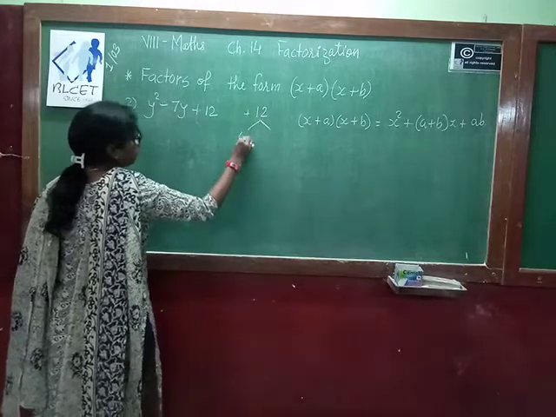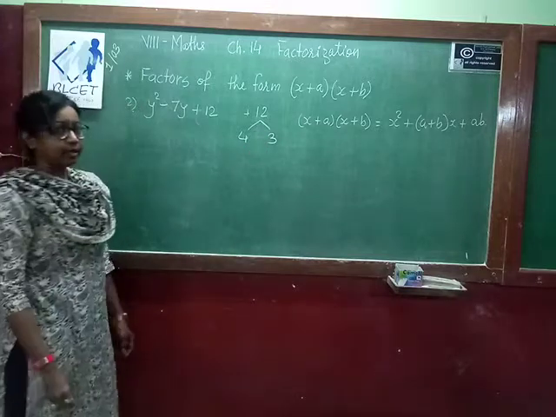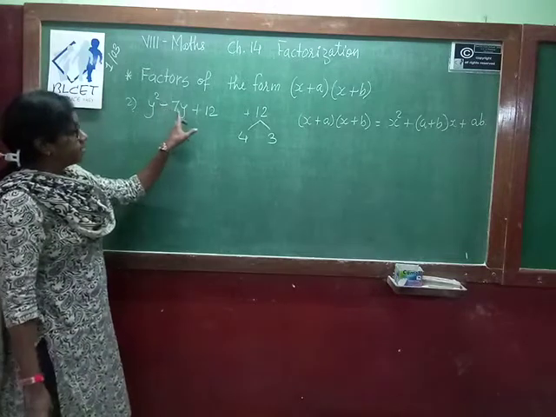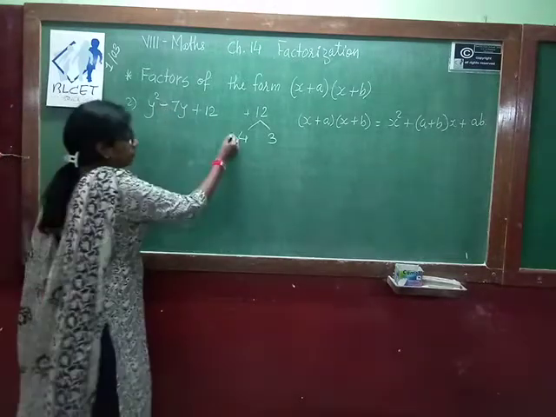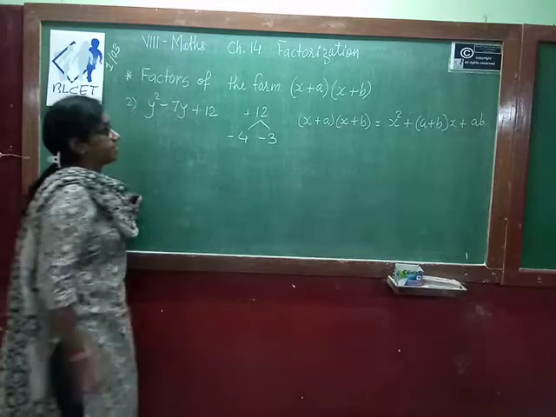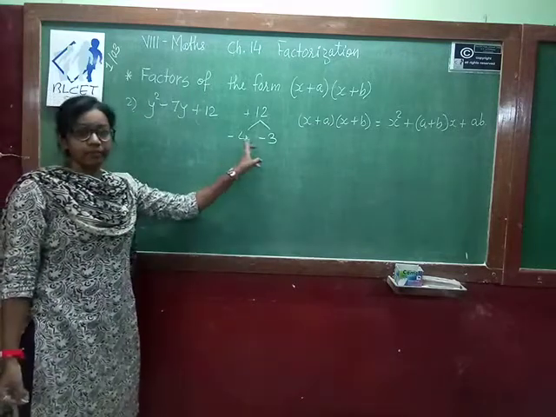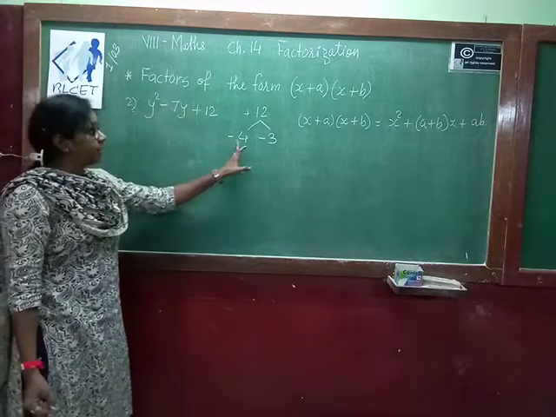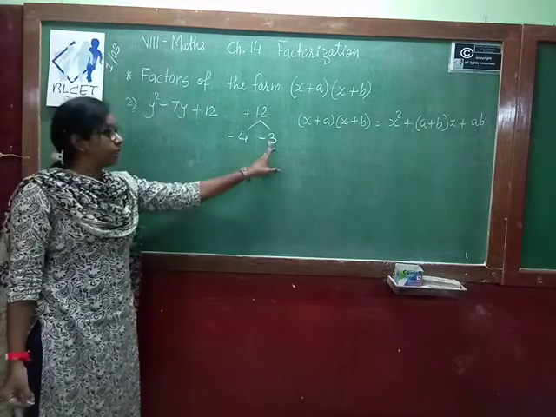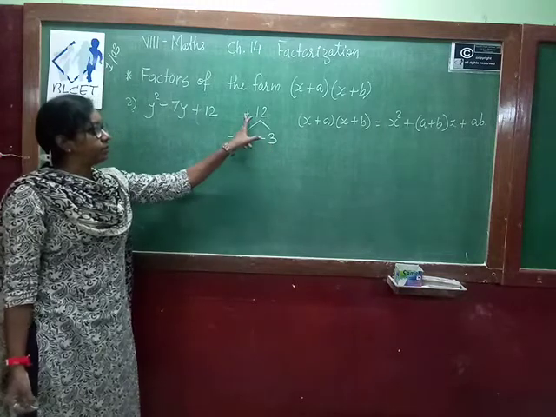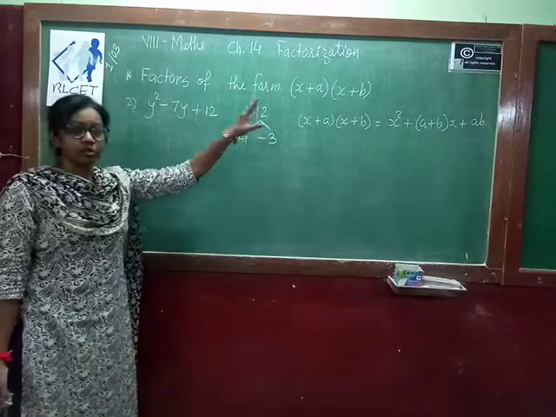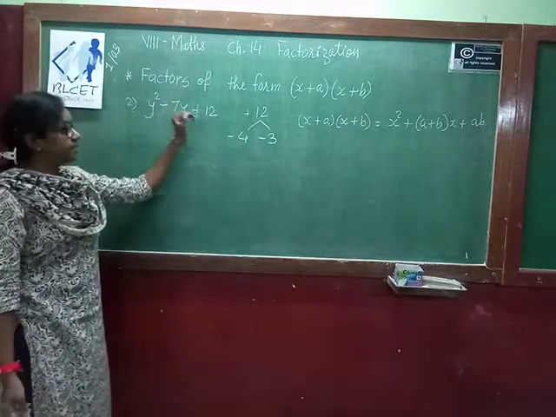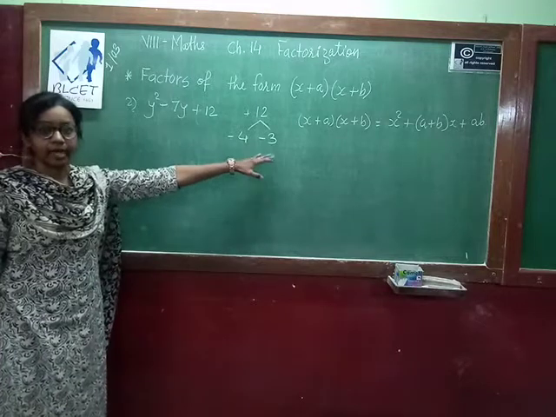We know that 4 threes are 12. But here we have a minus sign. So if we want minus 7, then what we have to do? Minus 4 minus 3. When you do the addition of minus 4 and minus 3, you will get minus 7 as the middle term. And when you do the multiplication of minus 4 and minus 3, minus minus will give you plus, 4 threes are 12. So both the conditions are fulfilled. So in place of minus 7, we can write minus 4 and minus 3.